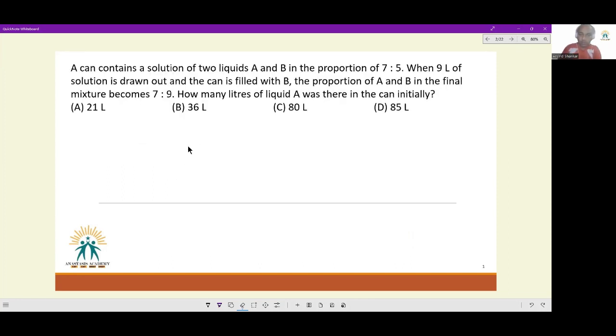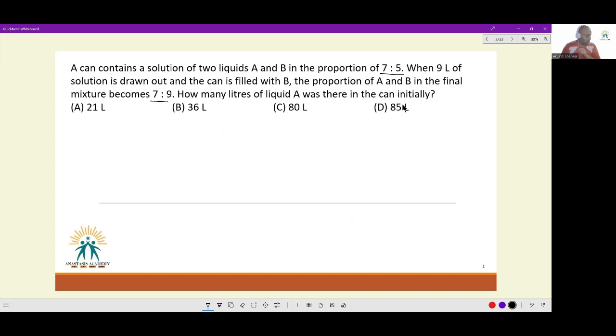A can contains a solution of two liquids A and B in the proportion 7:5. When 9 liters of the solution is drawn out, the can is filled with B. The proportion of A and B in the final mixture becomes 7:9. How many liters of liquid A was there in the can initially?